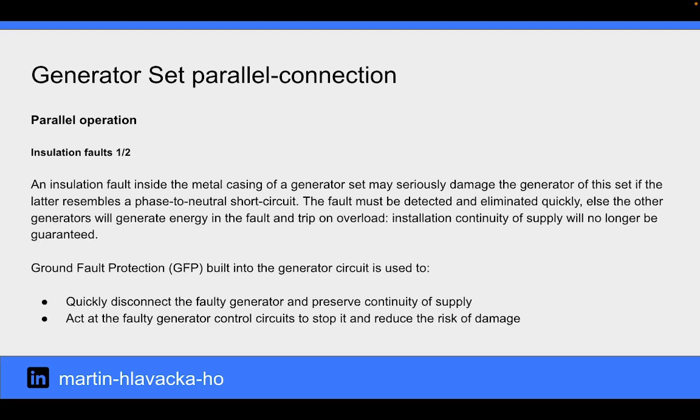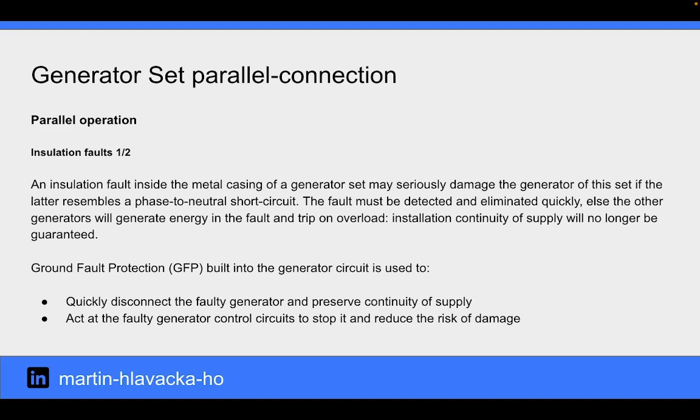An insulation fault inside the metal casing of a generator set may seriously damage the generator of the set if the latter resembles a phase to neutral short circuit. The fault must be detected and eliminated quickly, else the other generators will generate energy in the fault and trip on overload, and installation continuity of supply will no longer be guaranteed.